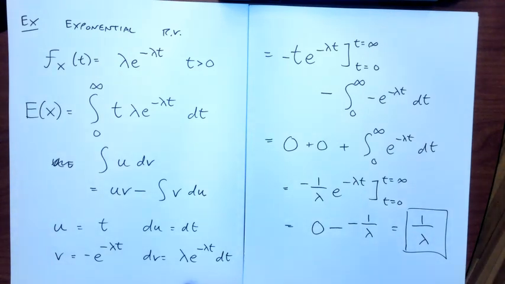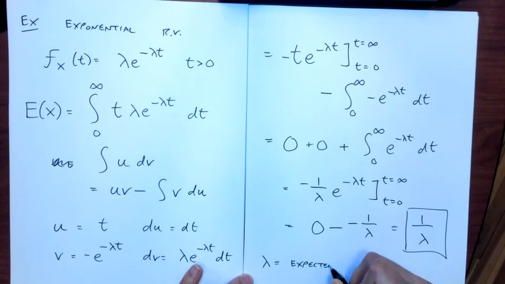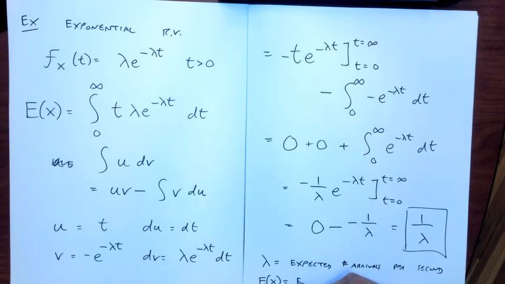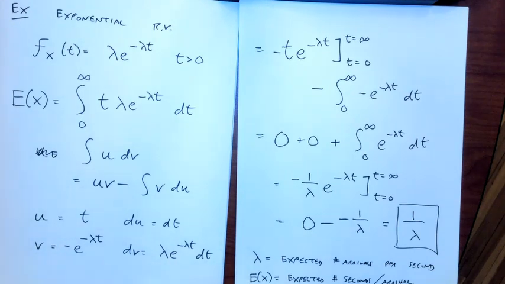Remember that when we originally defined this parameter in words, we basically said that lambda was the expected number of arrivals per second. And so it makes sense that the expected value of x is the opposite of this, the expected number of seconds per arrival. So it makes some intuitive sense.